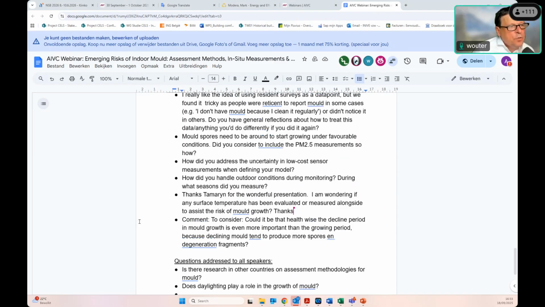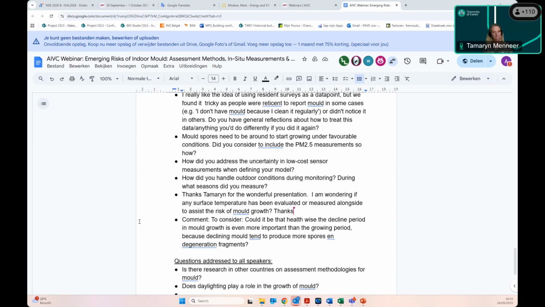Yeah, mold spores need to be around to start growing under favorable conditions. Did you consider to include the PM2.5 measurement in the measurement? That's a good question. We did record PM2.5, so it is something we could look at. We haven't, but I think it would be an interesting question to look at the relationship between the survey responses and/or the mold model and the PM2.5 levels.